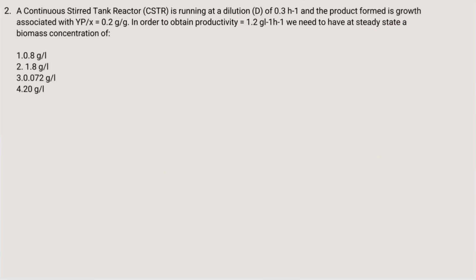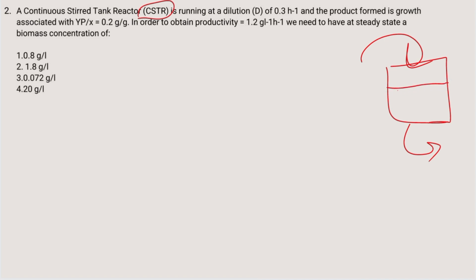Continuous stirred tank reactor means it is a continuous culture system. If this is the reactor, then the inflow and outflow will happen at the same time, and thus it will maintain a constant volume inside the reactor, and the cells will be in a continuous culture. So if that is the bacteria, then the growth will happen. So the lag, log, stationary, and the death phase, everything will happen here.